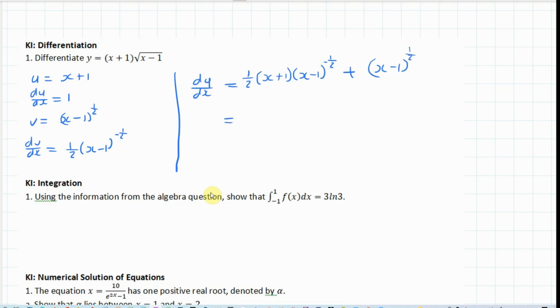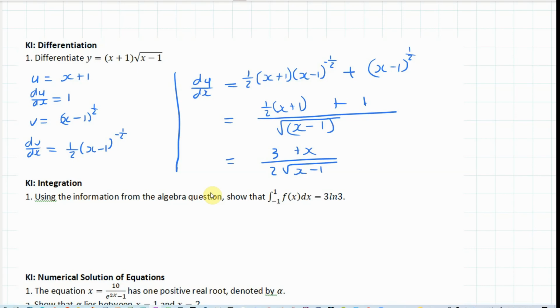And now we can rearrange that. You can see that we can take this out of the whole thing. That's to the power of 1/2, so we can write it like negative 1/2, so we can write it like this, and that gives us 1/2 x plus 1 plus 1. Okay, that's another way of writing that. And then all up, we can put that 2 at the bottom, so we get 3 plus x over 2 square root x minus 1. I think that's right.